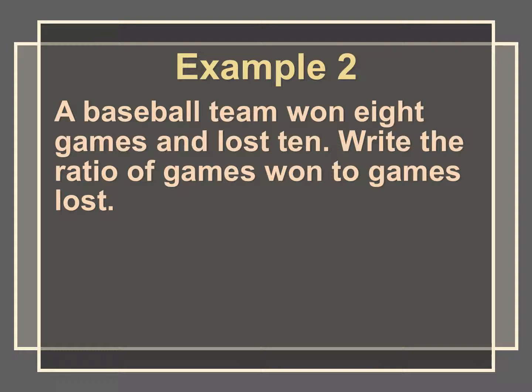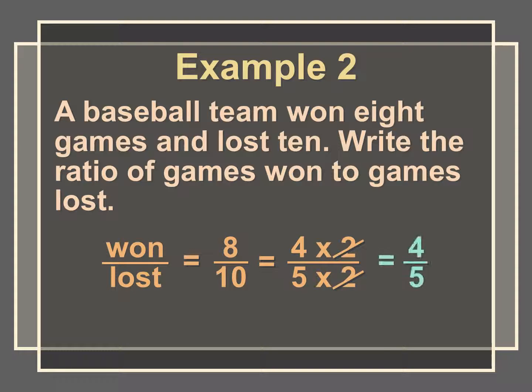So let's get the ratio of games won to games lost. So 8 over the number lost, so 8 to 10. That means that for every 4 games that they won, they lost 5 games.